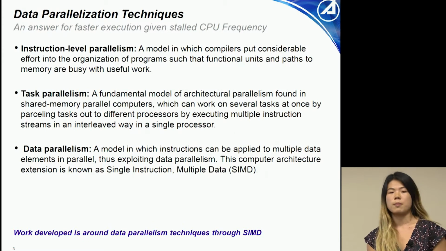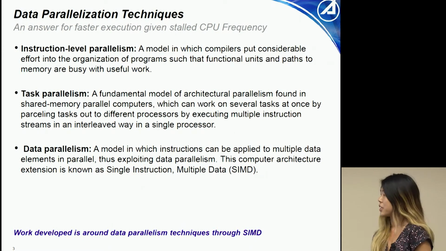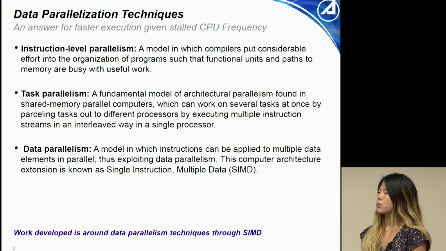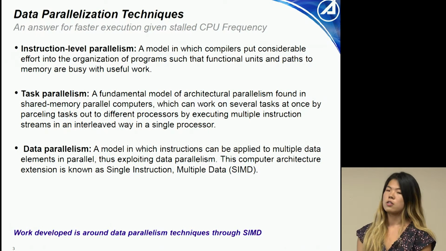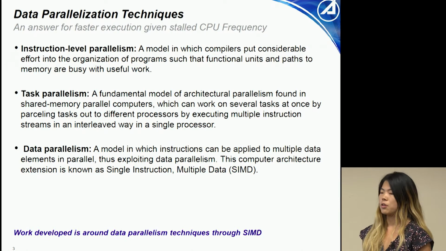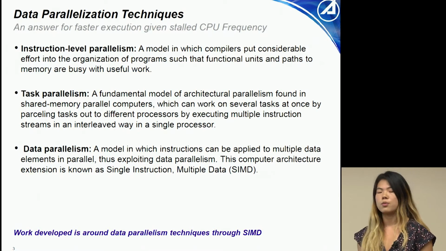So there are several different types of data parallelization techniques. The first is instruction-level parallelism. This occurs when compilers try to organize instructions such that all functional units and paths to memory are busy at all times. However, studies have shown that for typical applications, it's only possible to organize 3 or 4 instructions to run in parallel in this way, thus limiting the reach of this approach.